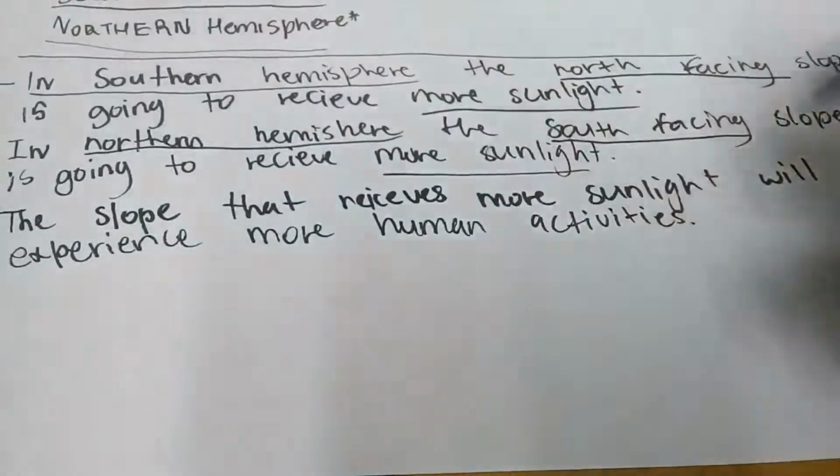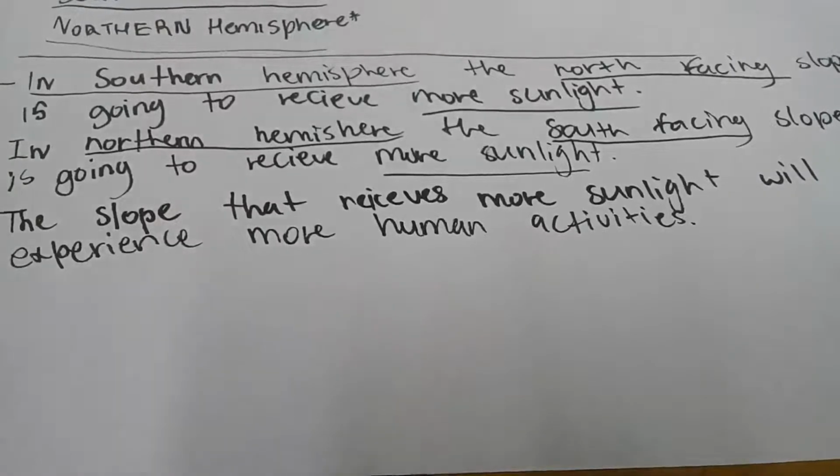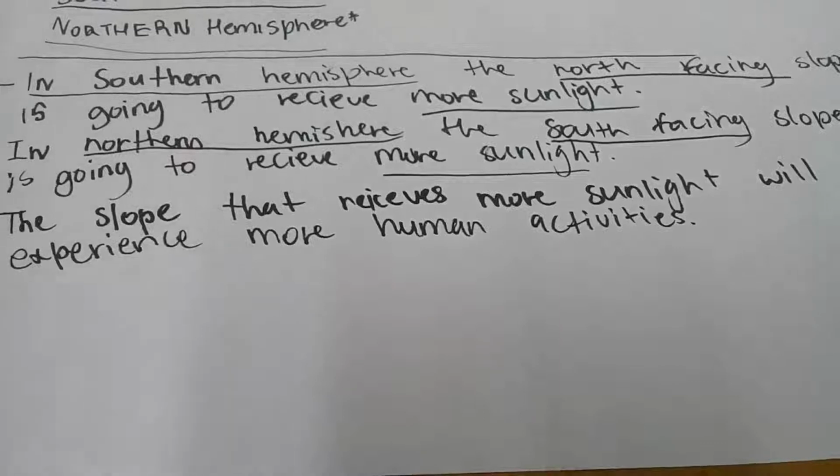So this is an opposite again. So the slope that will receive less sunlight or no sunlight, just the light, yeah, will experience less human activities or no human activities at all, which is the shadow zone, yeah. So the north facing slope in southern hemisphere will receive more sunlight, as I said. So the higher temperatures on that side, and so on.